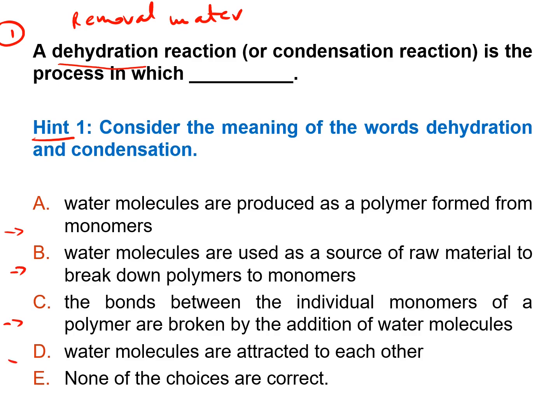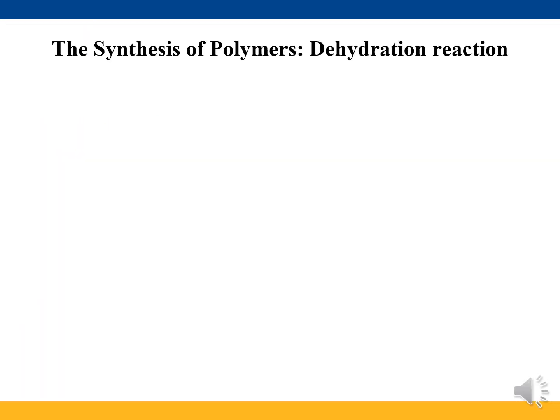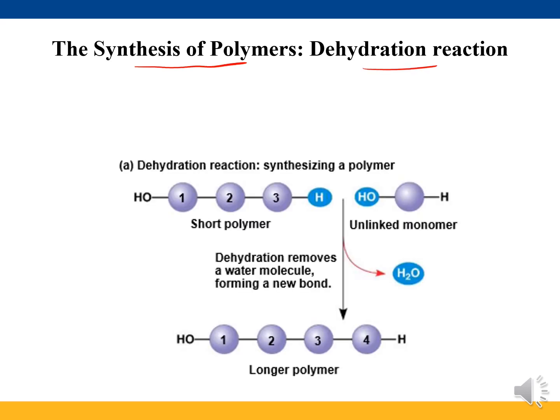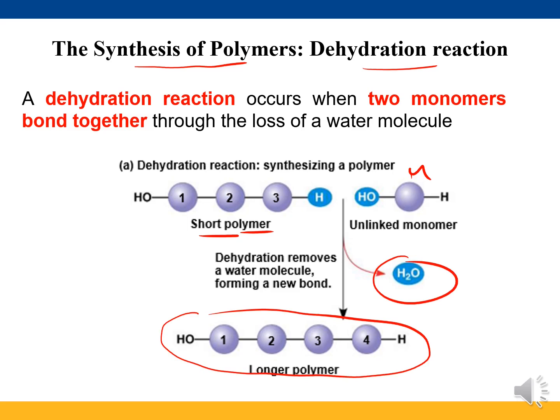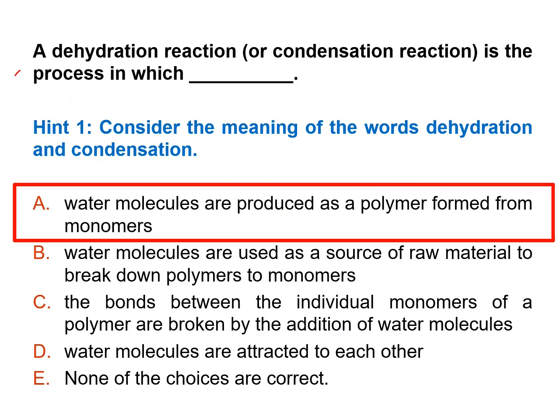So remember what you watched in the video lecture, and which one of these talks about removing water. And here you can see some of the slides of the video lecture, and it's the synthesis of a polymer, and they describe here the dehydration reaction. So in this case, you have one monomer, and here you have a short polymer. And as a result of this reaction, you have a longer polymer, and what you are doing here is the loss of a molecule of water. So this is what is called a dehydration reaction. So here the answer will be A.